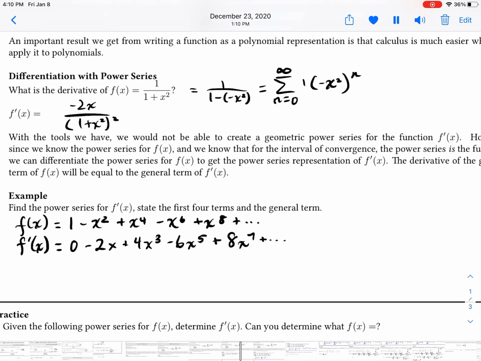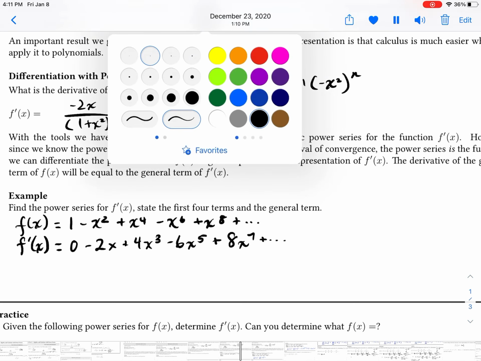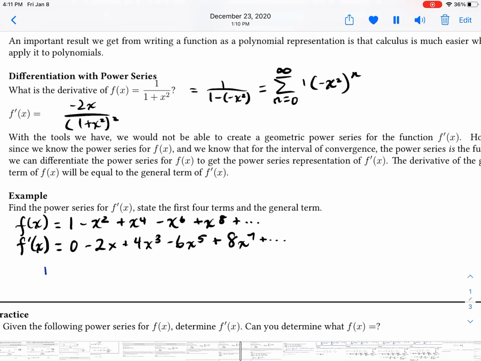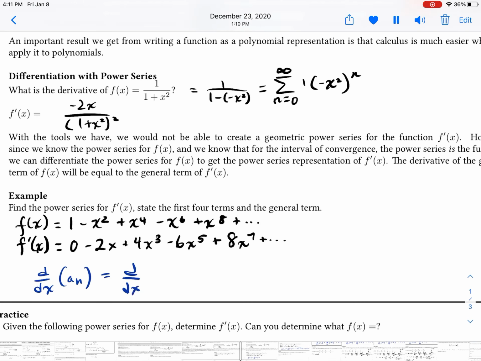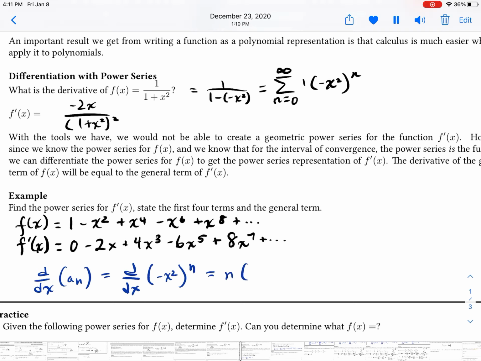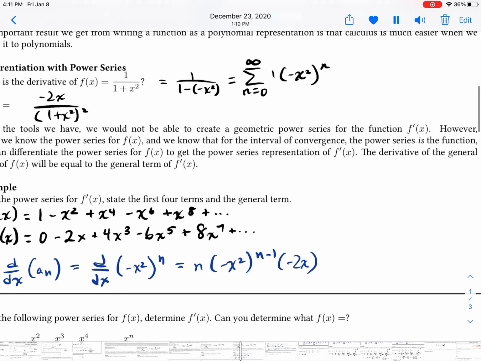Well, what about the general term, I should say? We can say that the derivative of our general term a sub n is, let's just write this, the derivative of, what do we say our a sub n was? This was negative x squared to the n. Well, if I would differentiate that using the power rule, I would say this is n times negative x squared to the n minus 1. And then using the chain rule, we write minus 2x here. And let's just clean this up a little bit.